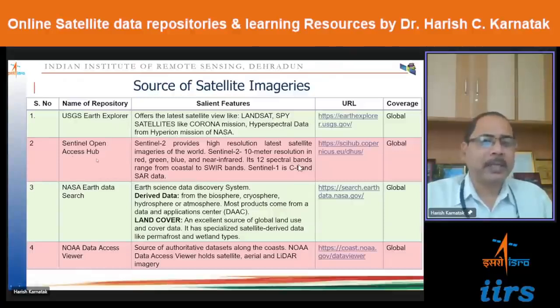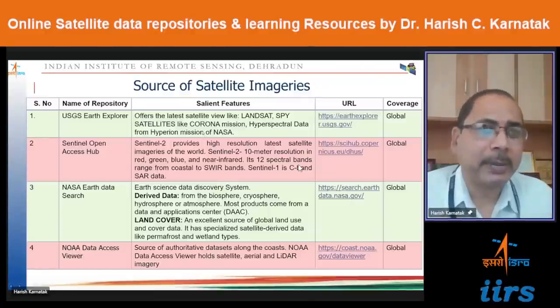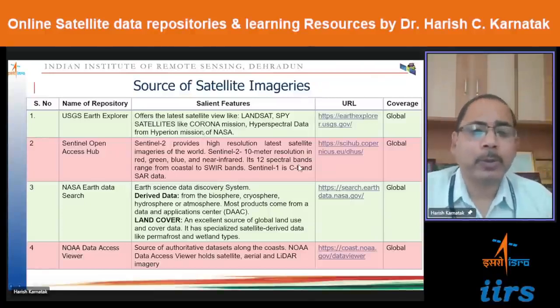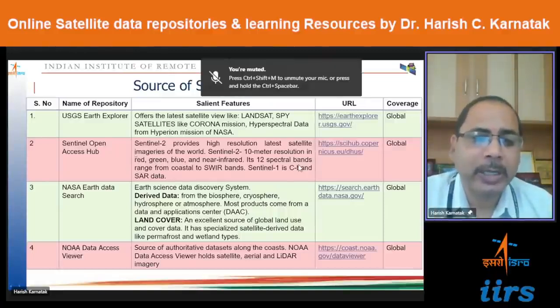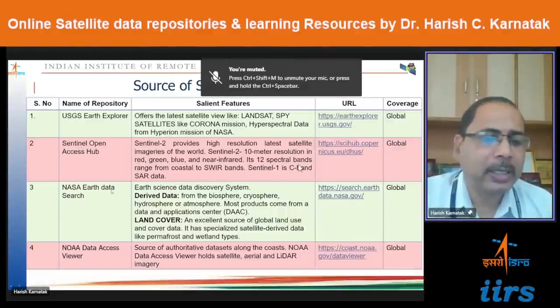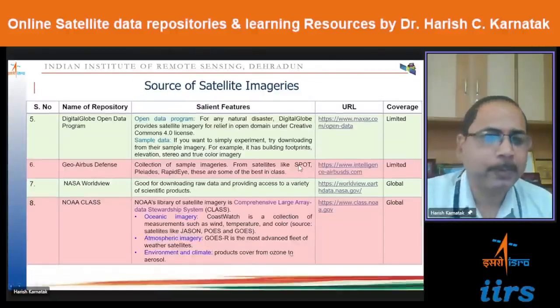Sentinel Hub or the Open Access Hub is from the European Space Agency. This is one of the best quality satellite data available free of cost to users. It has 10 meters spatial resolution, and every 10 days they update the data. That is called Sentinel-2 data, which you can download. NASA Earthdata Search is for derived data and land cover data. NOAA Data Access Viewer is a source of authoritative datasets along the coast. The coastal data is available on this website.